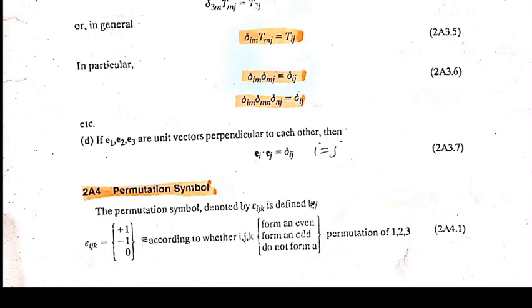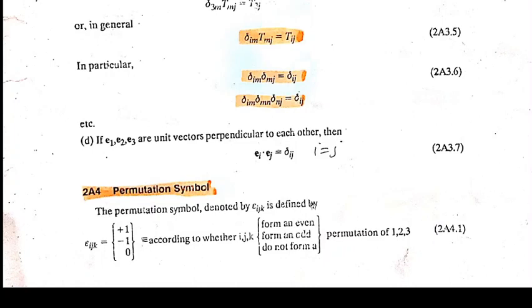Now it depends on the permutation of 1, 2, 3. That i, j and k have values 1, 2 or 3. i is varying from 1 to 3, j is also varying from 1 to 3, and k is also varying from 1 to 3. That is why we have written permutation of 1, 2, 3.